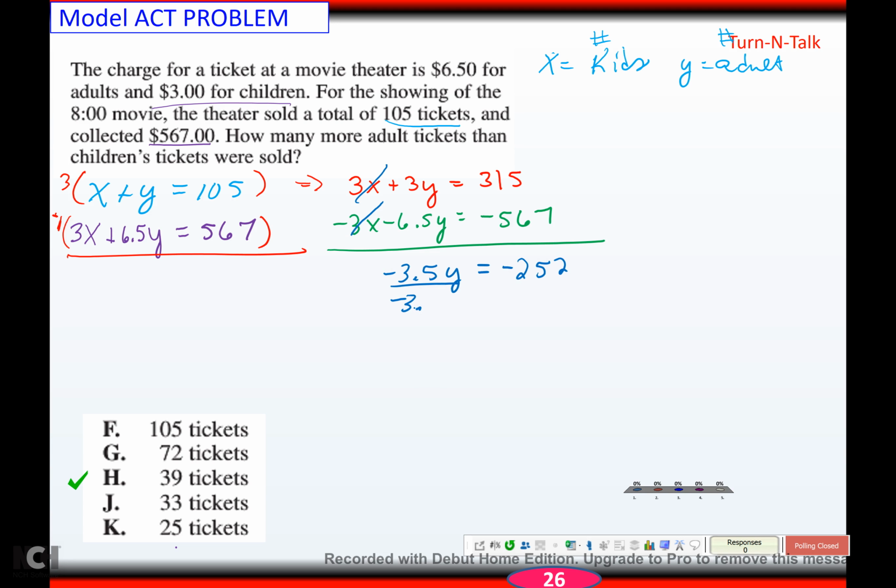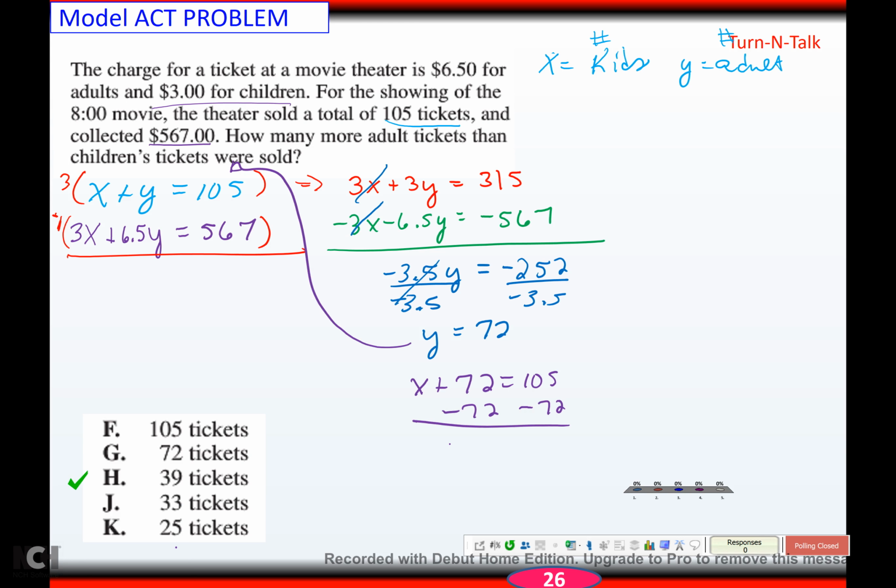Divide by negative 3.5, and I get y equals 72. Substitute it back into one of the originals, and I think I'll go up to the top, and that would tell me x plus 72 equals 105. Subtract 72, I get x equals 33. So what that means is I sold 33 kid tickets and 72 adult tickets.